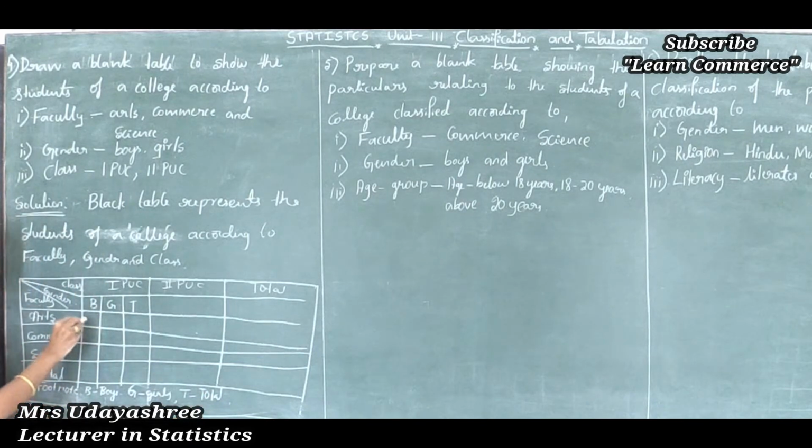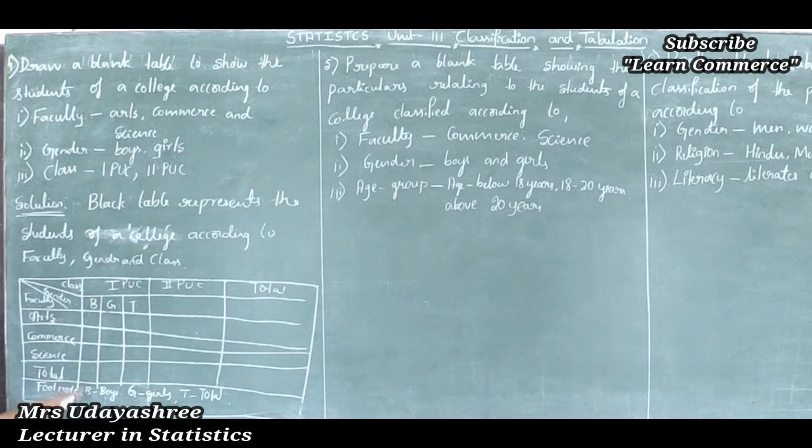Here this first cell represents the number of boys in the combination of arts and first PUC. Then the number of arts girls in first PUC. This indicates the total number of arts students in first PUC. This indicates the number of boys in commerce first PUC, then commerce girls, and the total number of commerce students in first PUC. This column indicates science boys in first PUC, science girls in first PUC, and the total number of science students in first PUC.